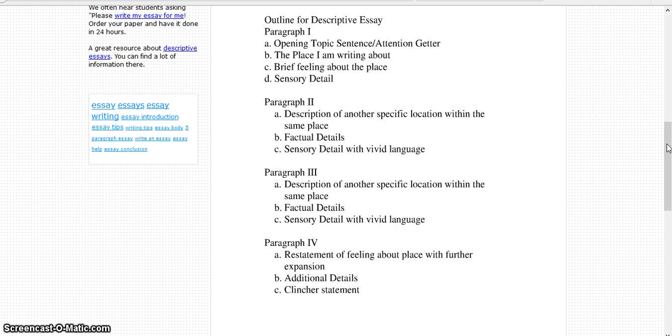So if you look, it says opening topic, the place I'm writing about. If you're writing about a person and you want to make an outline to help you organize your writing, then that would say person. Even a thing. Some people write about things. So if you go on down, brief feeling about the place and the sensory details.